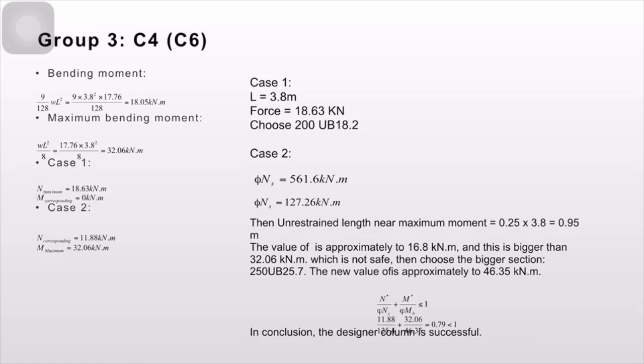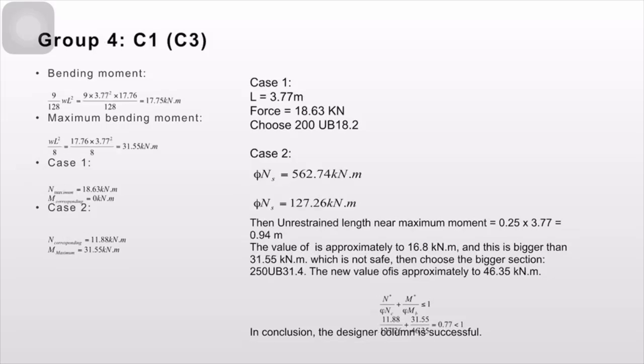And then we move to design column 4, and there are 2 cases again. In the first case, we find the section is 200 UB 18.2, but when we check the serviceability, this is not safe. Then we choose the bigger section, which is 250 UB 25.7. This is safe.